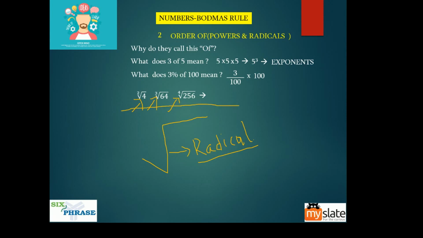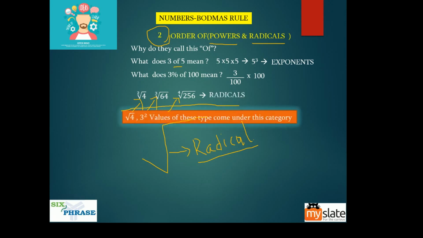So when it comes to order, you might encounter "of". So solve this: powers if you have them, radicals if you have them. These three things you have to solve in this precedence, in the second precedence. After brackets, this is where you have to give importance. If you don't have any of these, then move on to the next one. So these are called radicals.